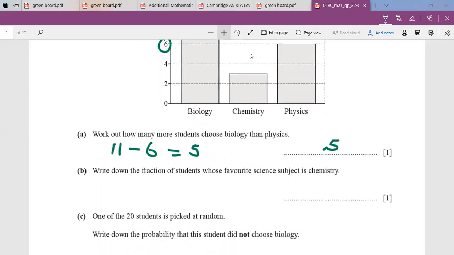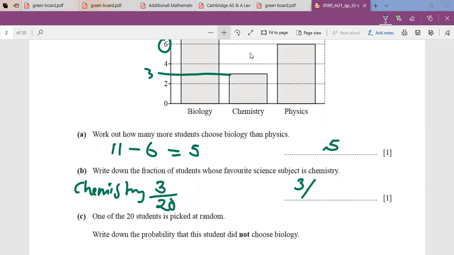Then the next question is, write down the fraction of students whose favorite science subject is chemistry. So those that do chemistry are how many? There are 3. You can see from here, this is 3. So 3 by the total number of students, which is 20. So that is 3 over 20 as our fraction.